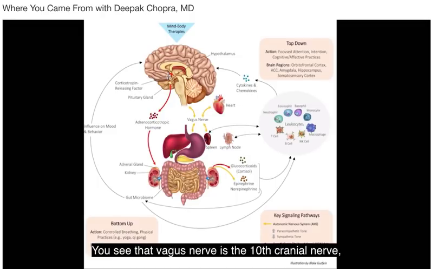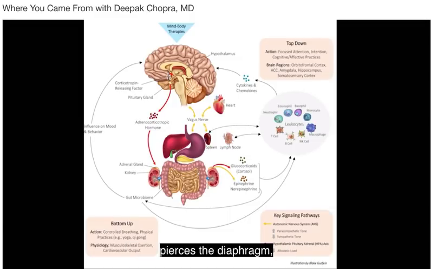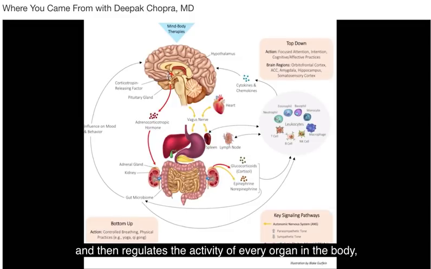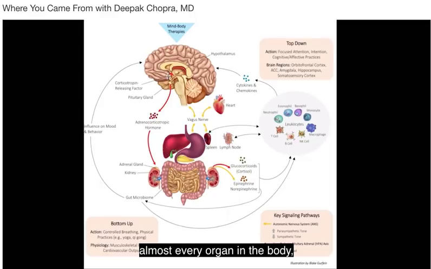You see, the vagus nerve is the 10th cranial nerve, and it's coming from your brain, midbrain. It regulates your heart rate variability, pierces the diaphragm, and then regulates the activity of almost every organ in the body. And it even pierces the intestines and influences the microbiome.